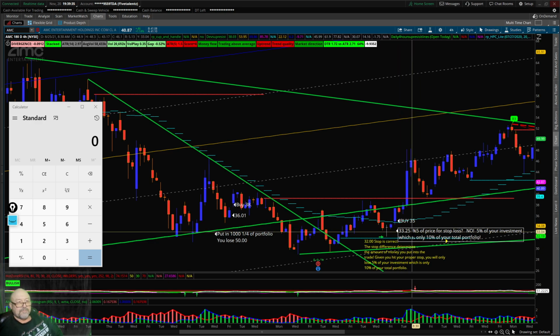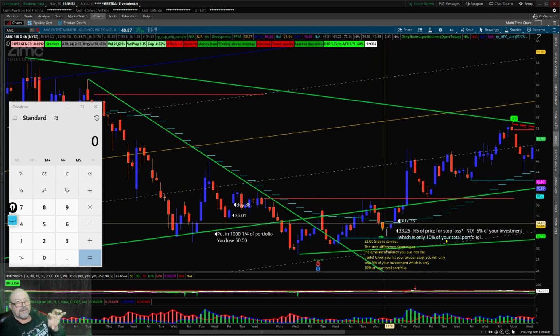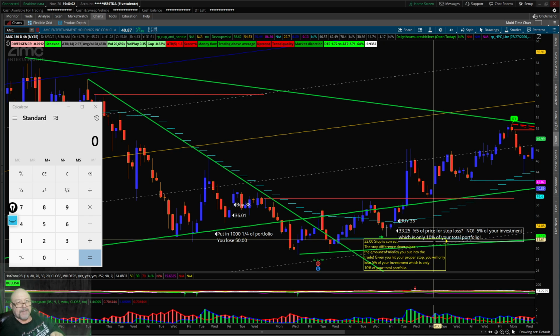Okay. No, that's not what a 5% stop loss is. Your 5% is what you are risking out of your portfolio. 5% of your investment, what I mean by that is what you're putting in this trade. That's the stop loss, 5% of what you put into the trade.